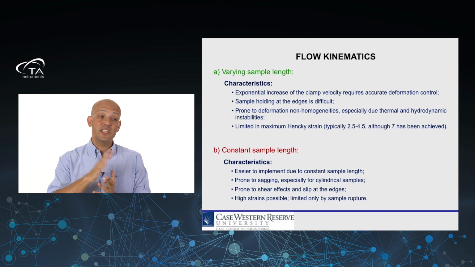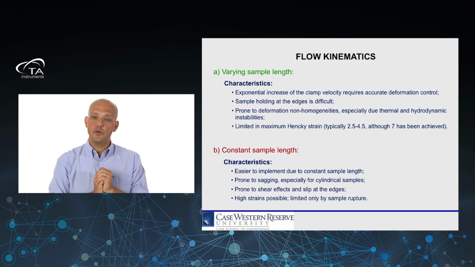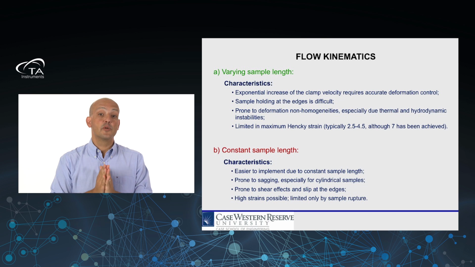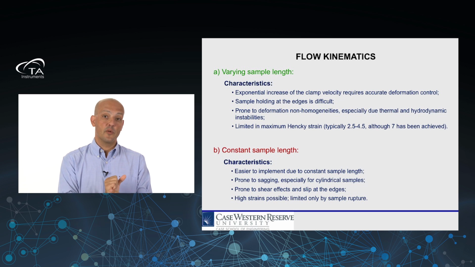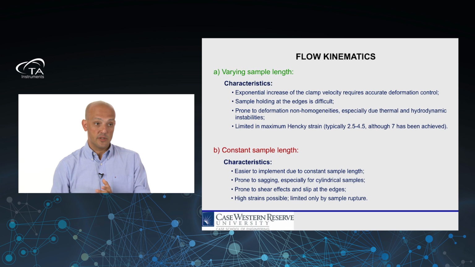Constant sample length is easier to implement, but, as I'll show you in the next set of slides, it is prone to some experimental errors of which the operator must be acutely aware in order to get good data.